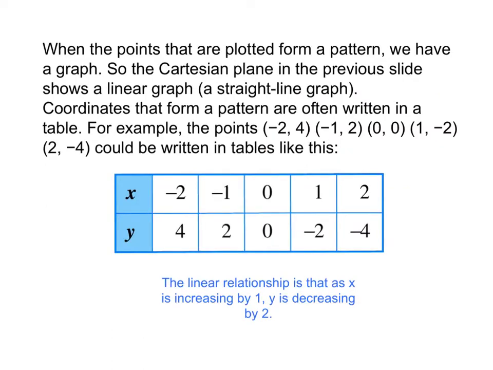So when these points that are plotted form a pattern, we have what's known as a graph. So our Cartesian plane has a graph on it. The Cartesian plane we just looked at in the previous slide shows a linear graph because the pattern formed is a straight line. Coordinates that form a pattern are often written in a table. For example, the points (-2, 4), (-1, 2), (0, 0), (1, -2) could be written in a table like this. The relationship here is that while x is increasing by 1, y is decreasing by 2. X is increasing by 1, y is decreasing by 2.